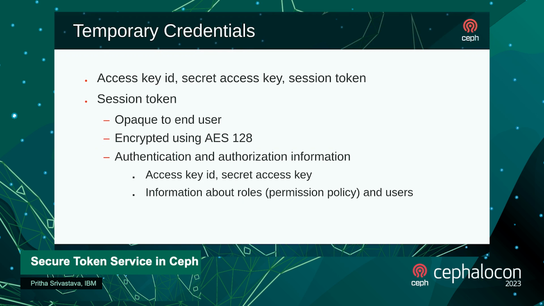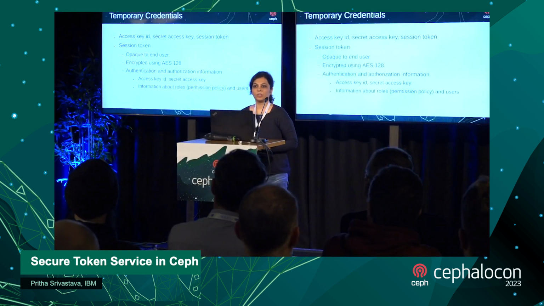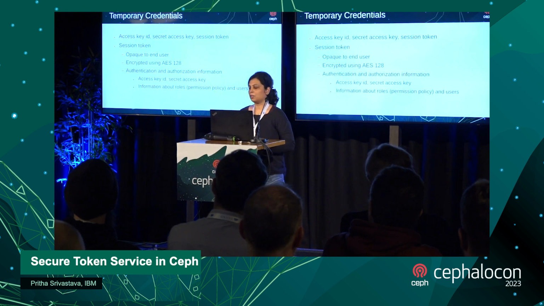So what are temporary credentials? In addition to the access key ID and the secret access key, the temporary credentials also consist of something known as a session token. Session token is encrypted, hence it is opaque to the end user, but it has useful authentication and authorization information in it. It contains the access key ID and the secret access key, and the permissions that are attached to the roles, which are useful in authorizing or denying any S3 operation.